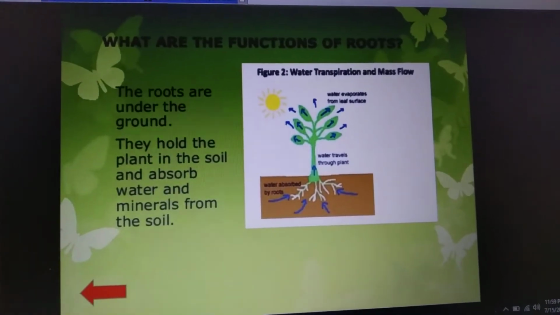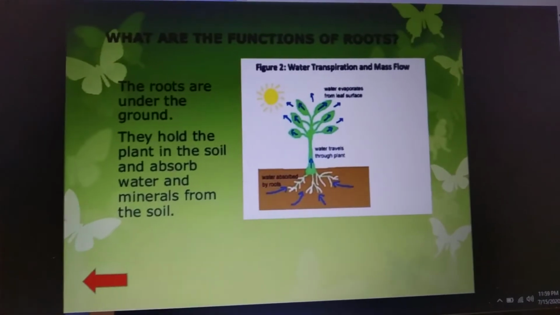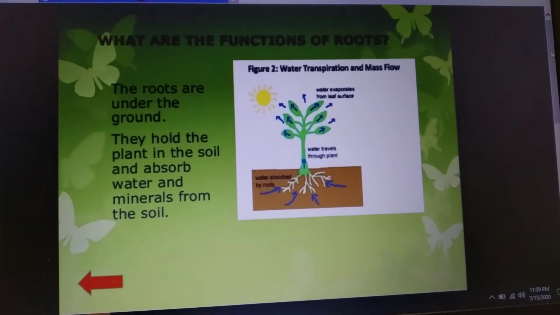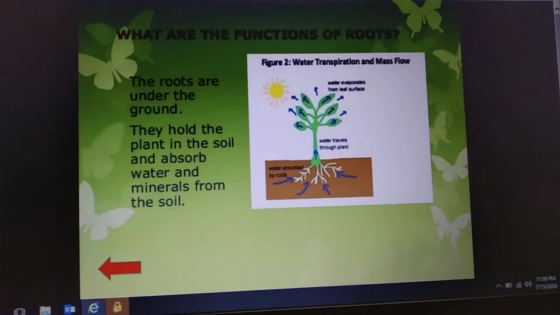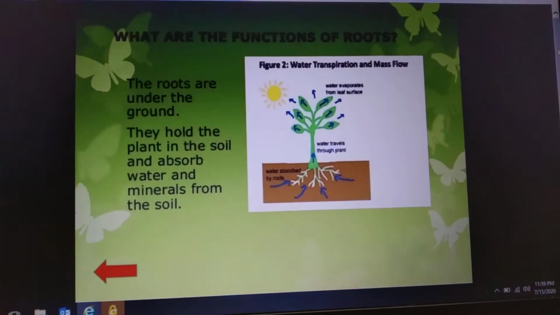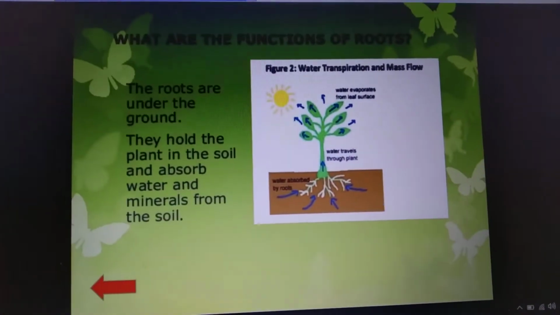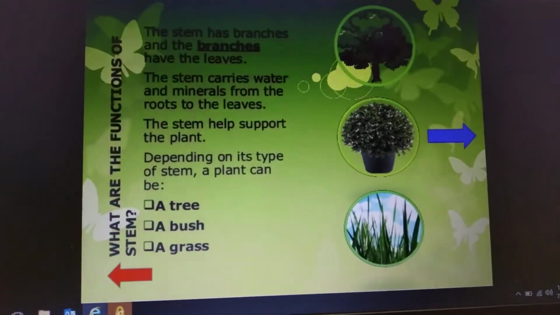The main functions are that roots absorb water and minerals from the soil, and roots of some plants store food which can be used by the plant. So for example, you can take carrot, radish and turnip. We are eating those roots, no children? So these roots will store food which can be used by the plant.